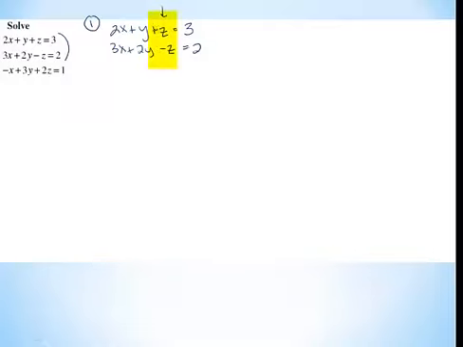Now this second step is the crucial part. It says now using a different pair of the 3. It means you can't use the first and second one again because you just did that. Pick a different pair.